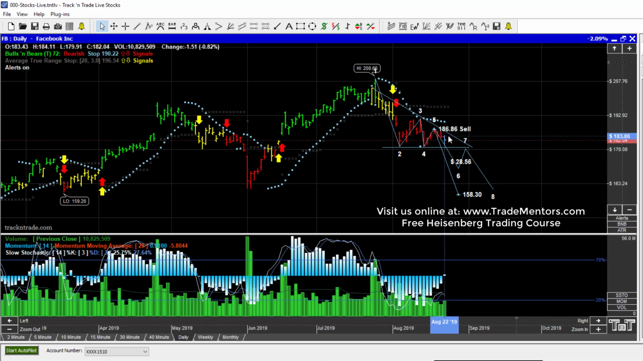Also, you could go one step further and do an iron condor, where you would sell a call and a put at the money and then buy some wings out here, either buy a call above and buy a put below to protect yourself. So either way, a nice way of taking advantage of a nice little descending wedge formation.